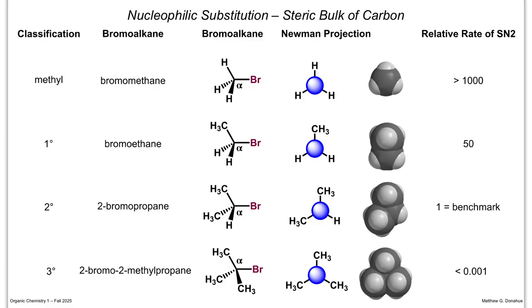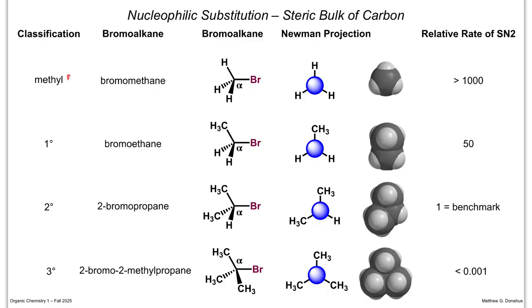So the table here shows methyl, primary, secondary, tertiary of the carbon bearing the leaving group. So I'm calling that an alpha carbon. With the methyl, everything's H. Then the primary, we've just done a substitution of H for a methyl, but it can be whatever. Secondary, we've done 2 of them, and then tertiary, all 3 are substituted.